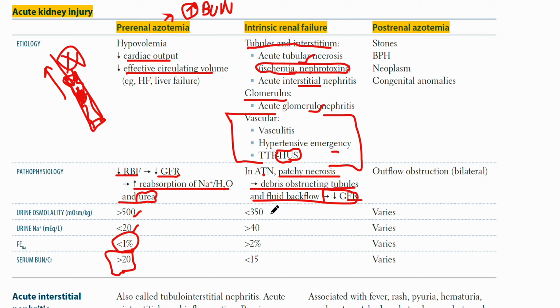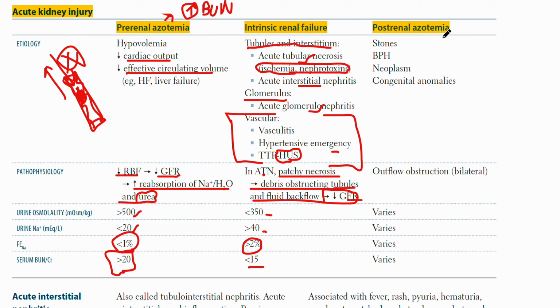So there is a urine osmolality of less than 350, urine sodium in milliequivalents per liter is greater than 40, and fractional excretion of sodium is higher than in pre-renal, that is greater than 2%, and serum BUN by creatinine ratio is less than 15.